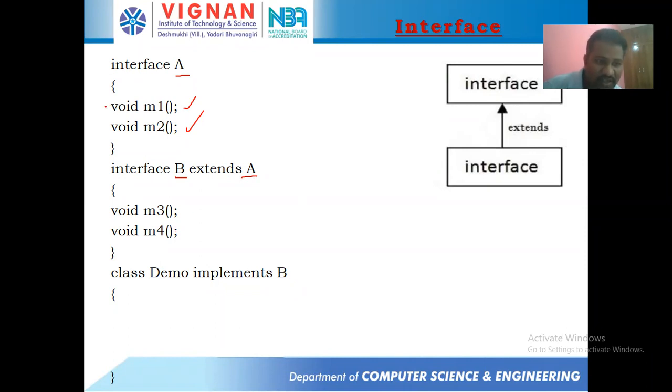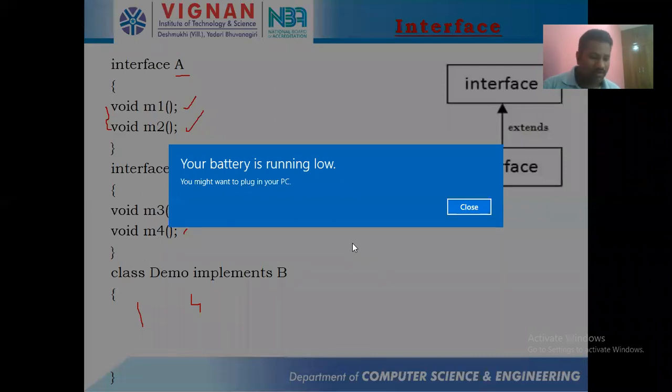That means whatever methods I have in this interface A, all these methods will come into this interface B. That means I have M1 method as well as M2 method, and in interface B I again have M3 method and M4 method. Totally four methods will come into this demo class.